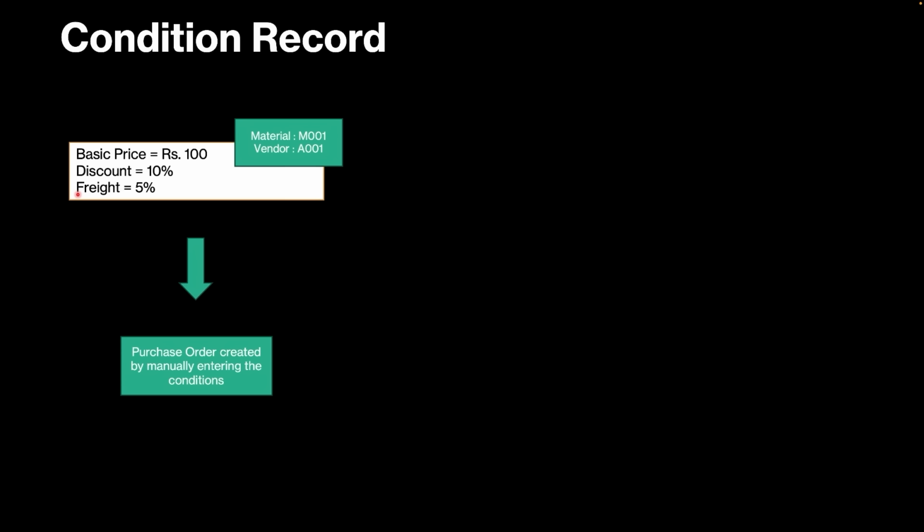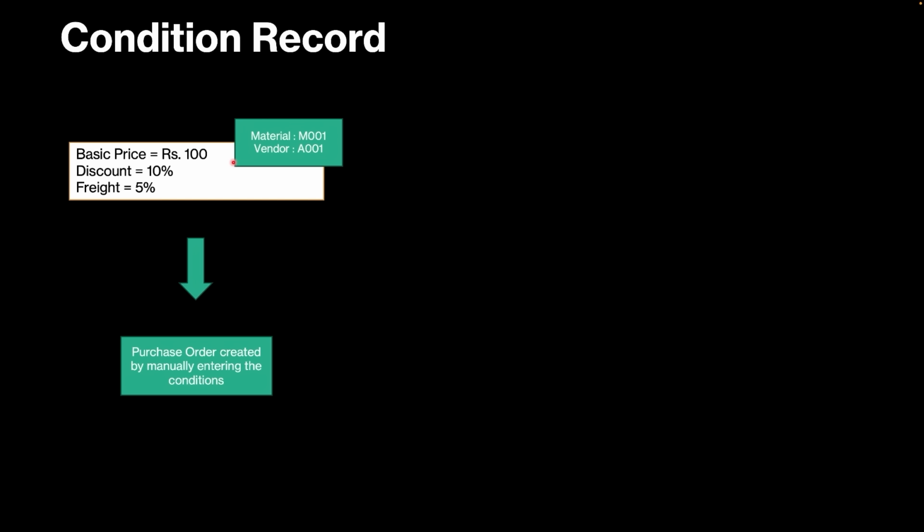Okay, now let's say that after some time you again require this material from the same vendor. So what you'll have to do, you will have to again enter all these pricing elements manually in the purchase order. Okay, so you can see every time you have to purchase this material at the same prices and terms and conditions, you will have to manually enter the prices in the purchase order. So to facilitate this activity, you can create a master data in the system which will basically contain all these pricing elements based on your required combination.